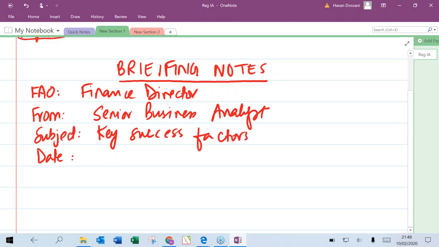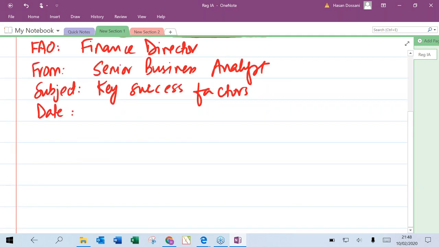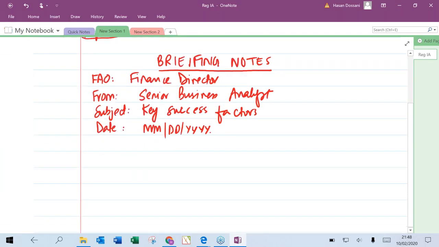What is FAO? FAO is for attention of. So when we prepare briefing notes or memo, you write FAO. You can also write 2, but I've seen examiners answers. He prefers writing FAO for briefing paper, briefing notes, and memos. Is there any difference between briefing notes and briefing paper? No. Same thing. Date, you will just write the date on the paper, month, day, year, whatever is the day of your paper.